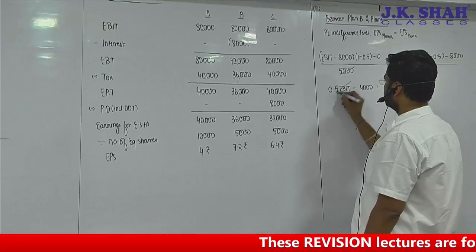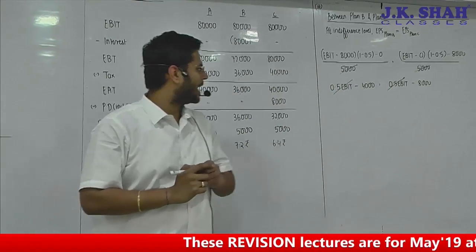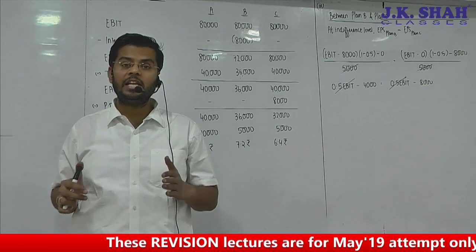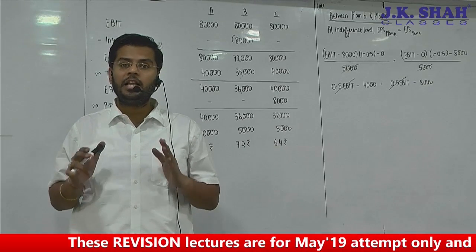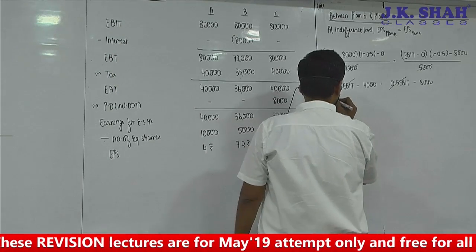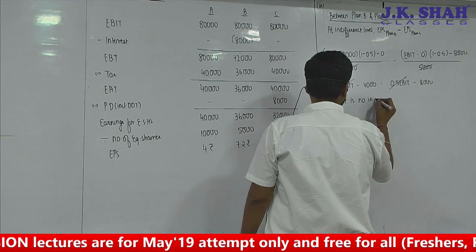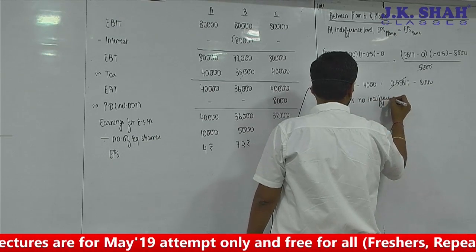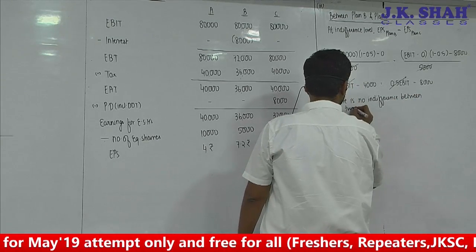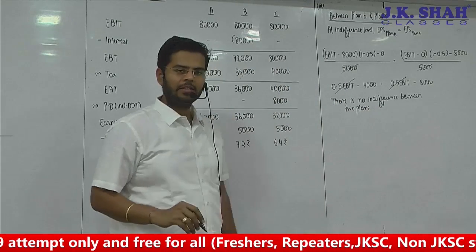Now when you solve it, this EBIT itself is getting cancelled. When EBIT is getting cancelled, this signifies that there is no indifference level between the two plans. So we can write the conclusion like this: there is no indifference level between two plans. Did you get this? Okay.